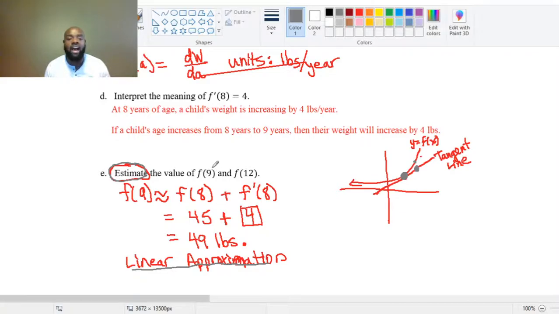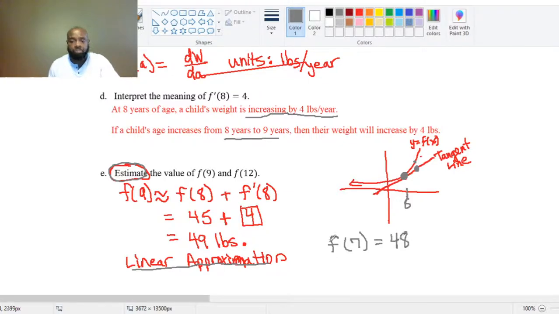In the same way that I found f of 9, I can also find f of 7, all right? Because if my derivative at 8 is 4, that means if I increase my years from 8 to 9 years, or you can go back to this interpretation here, it's increasing at 4 pounds per year, right? Well, if it's increasing at 4 pounds per year and I'm using a linear approximation and I want to go backwards from 8 to 7, then instead of adding that 4 to the 45, I wrote 48 there.